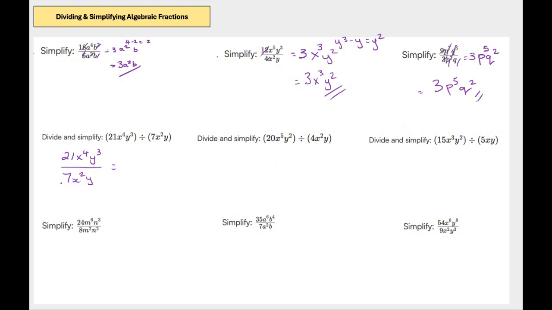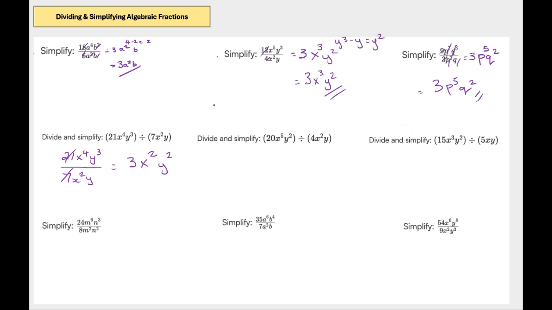Deal with our numbers first. 21 divided by 7 is 3. Again, it's a lot of 3s. That wasn't my plan. X to the power of 4 take away x squared, 4 subtract 2, gives x squared. And y cubed, take away y, gives us y squared. So that's the answer for that one, nice and simple.